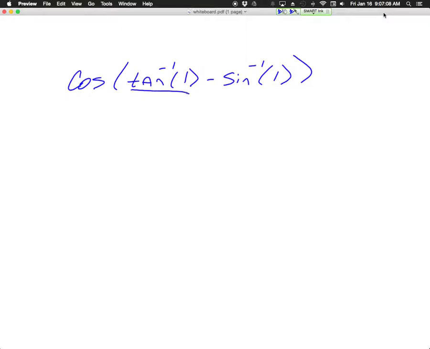All right, what about this one? I have cosine of inverse tangent of 1 minus inverse sine of 1. So would you solve each like 2? Yeah, and then just subtract it. That is correct. You guys are on top of it. I need to get an answer for both of these and subtract it. So, inverse tangent of 1, what do I get? Pi over 4.